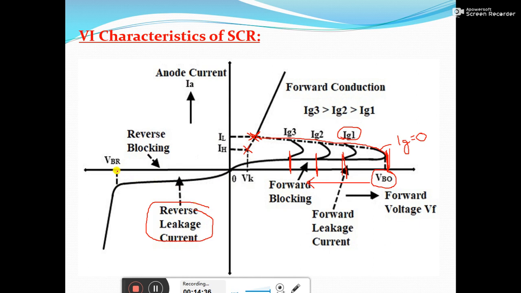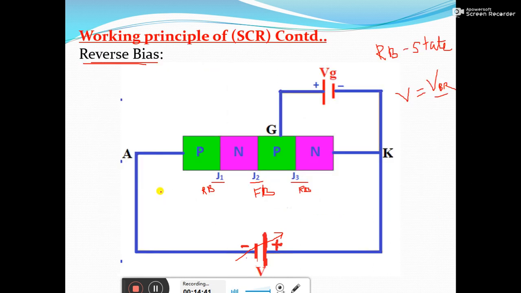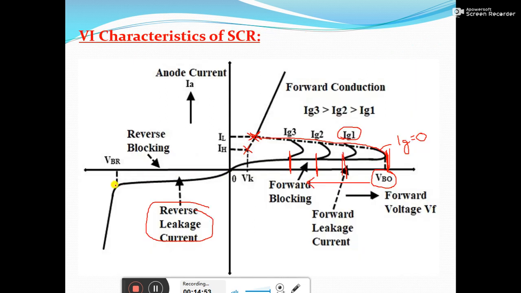After a certain value of voltage VBR, all of a sudden the junctions J1 as well as J3 will get destroyed, and it results in a large current, destroying the SCR permanently. That's why we will never operate the SCR in reverse biased fashion. We operate it only in the forward biased condition. So this is shown here.